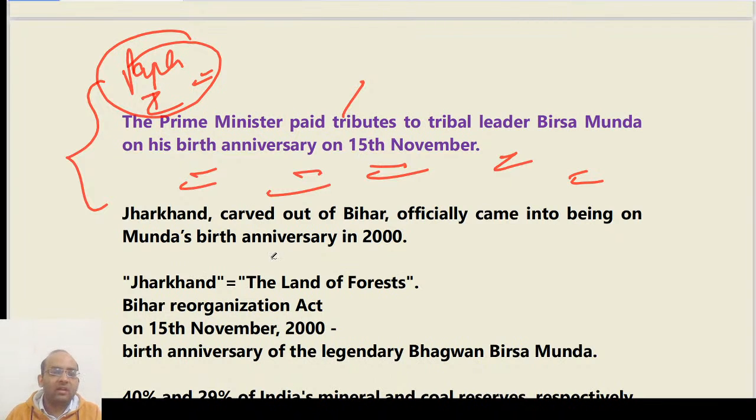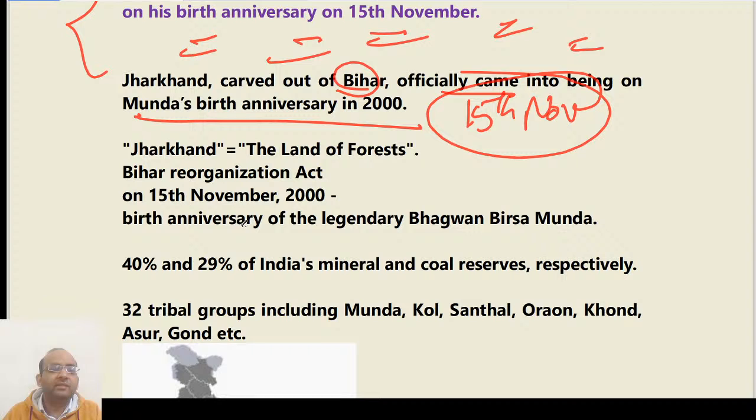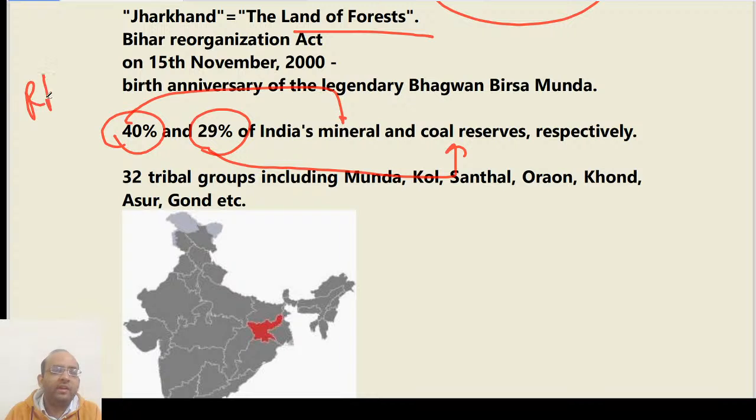So remember Jharkhand, which was carved out of Bihar, officially came into being on Birsa Munda's birth anniversary, that is 15th November. Yeah, Jharkhand came into being. And what does Jharkhand mean? Jharkhand means land of forests. And Jharkhand has huge importance. Why? 40% of our minerals and 29% of our coal are there in Jharkhand. So it is our raw material belt, or you can say the mineral belt of India.